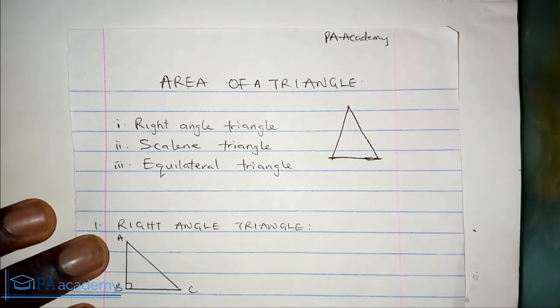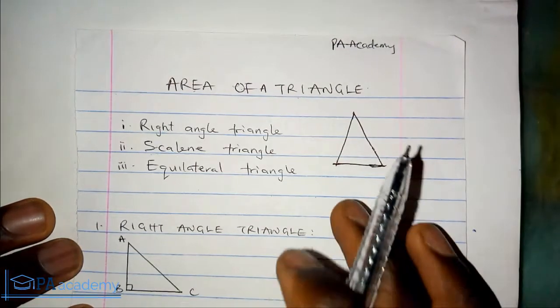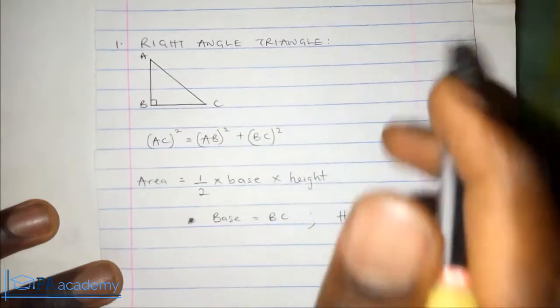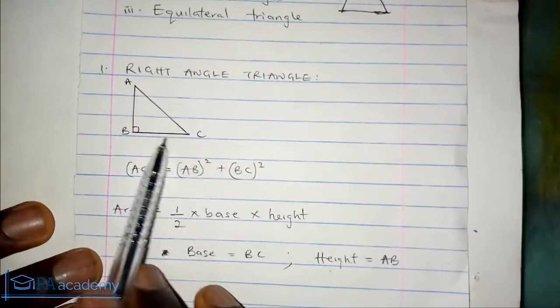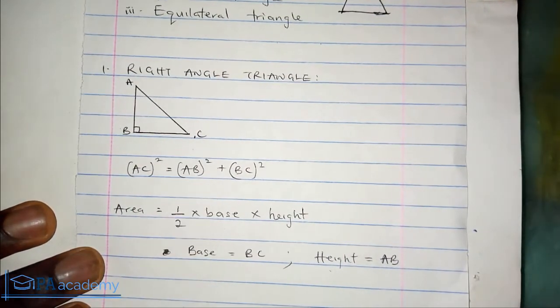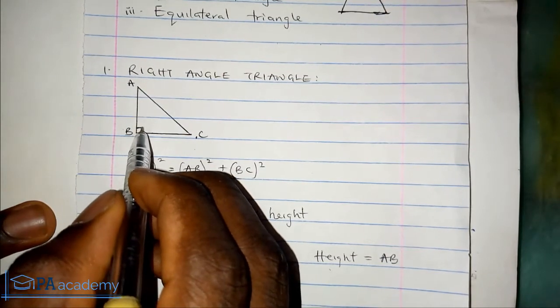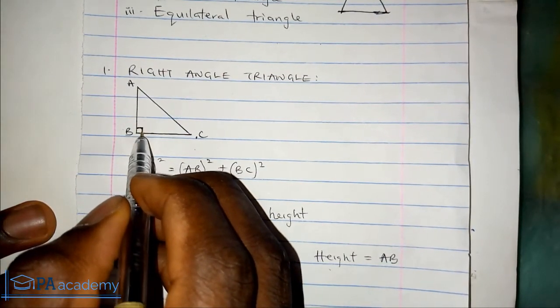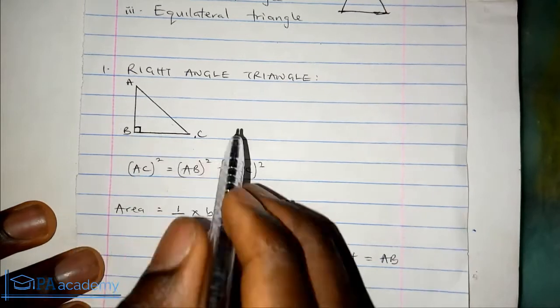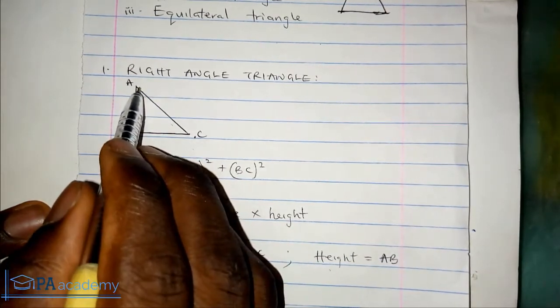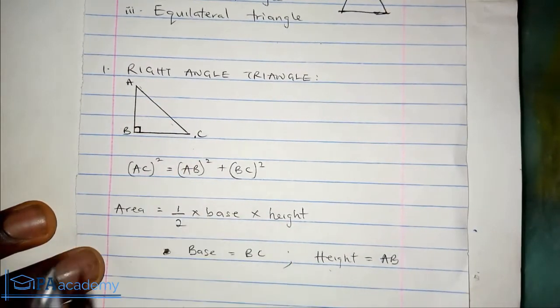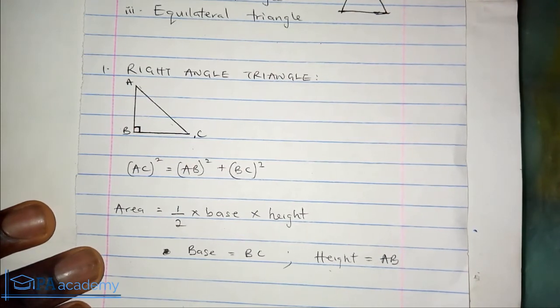So the first triangle we are going to be looking at is the right angle triangle. This is how the right angle triangle looks. What makes it a right angle triangle? If you look at it, one of the angles is always equal to what? To 90. The other two can be any angle, but this particular one must be equal to 90 degrees. So that's why we call it a right angle triangle.